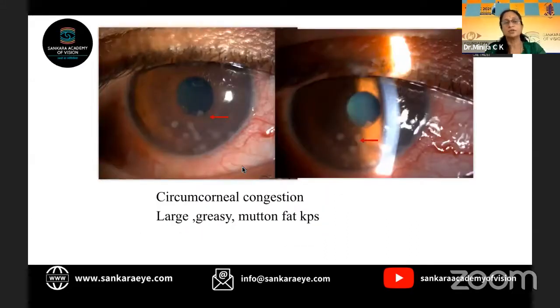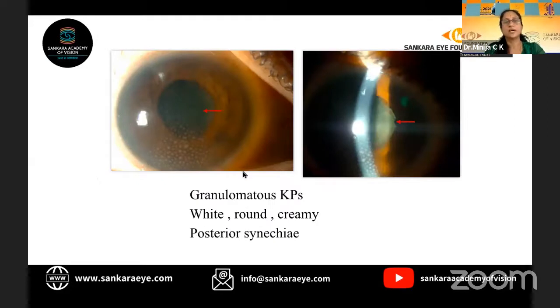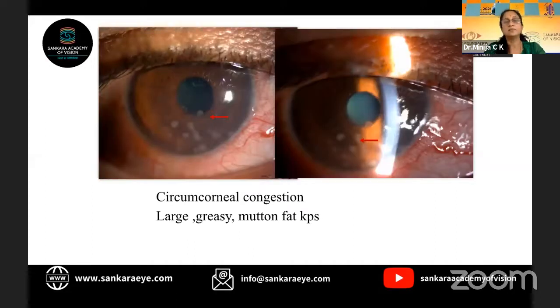Coming to the granulomatous variety of uveitis, you have different granulomatous KPs. They could be micro-granulomatous, medium sized, or large. The medium sized granulomatous KPs are white, round, and creamy, and they are always associated with posterior synechiae and intense anterior chamber reaction. The other morphological pattern is large, greasy mutton fat KPs, which you find in granulomatous uveitis, most commonly sarcoidosis or tuberculosis.